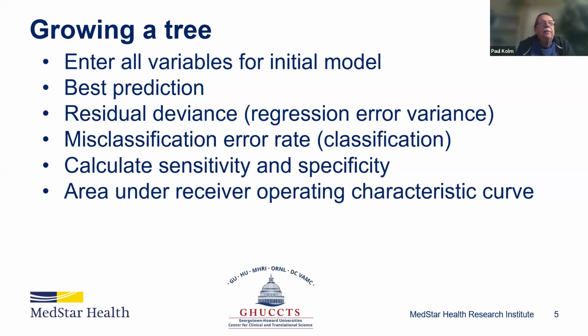And that's the residual deviance, which is analogous to regression error variance, and then the misclassification error rate. From our tree, we can also calculate other statistics that may be of interest. We can calculate sensitivity and specificity, and we can calculate an AUC, the area under the receiver operating characteristic curve.